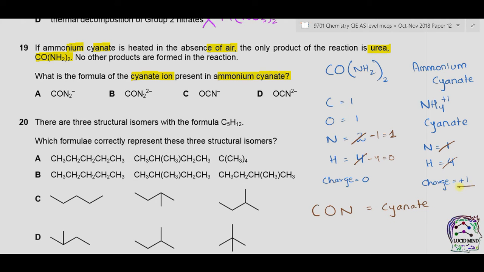As the charge on ammonium is +1, so therefore the charge on cyanate must be -1 in order to make overall charge as 0. So we can see in the given options, the only one having -1 charge is OCN negative, and it has 1 carbon, 1 oxygen and 1 nitrogen. So therefore answer is C.